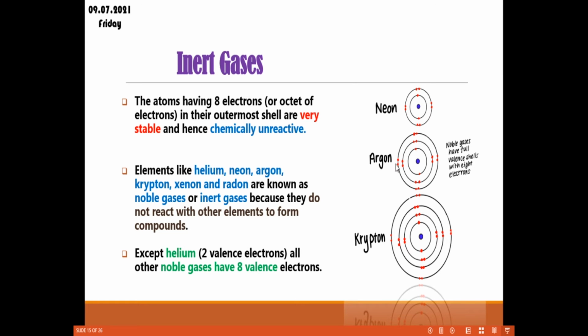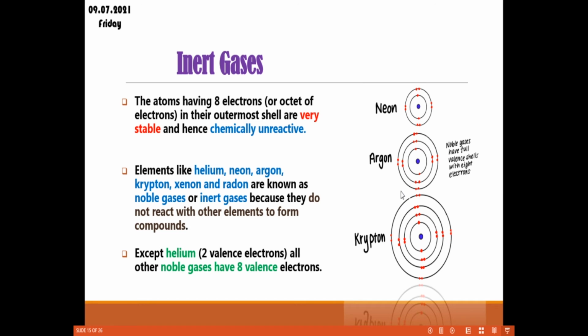Elements like helium, neon, argon, krypton, xenon and radon are known as noble gases or inert gases because they do not react with other elements to form compounds. Except helium, which has only two valence electrons, all other noble gases have 8 valence electrons. Neon has 8 valence electrons, argon has 8, krypton has 8.